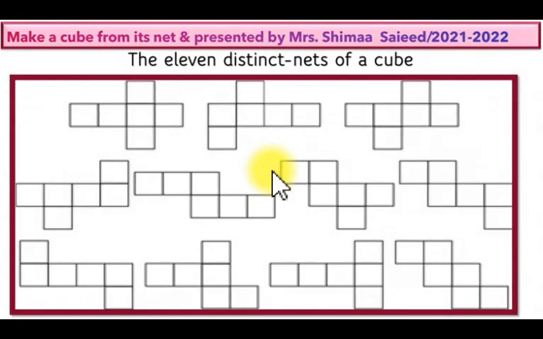Now, those are the 11 distinct nets of a cube. You can form a cube using any one of those. Those are the nets. Use the simple one and use what you know to form your cube.